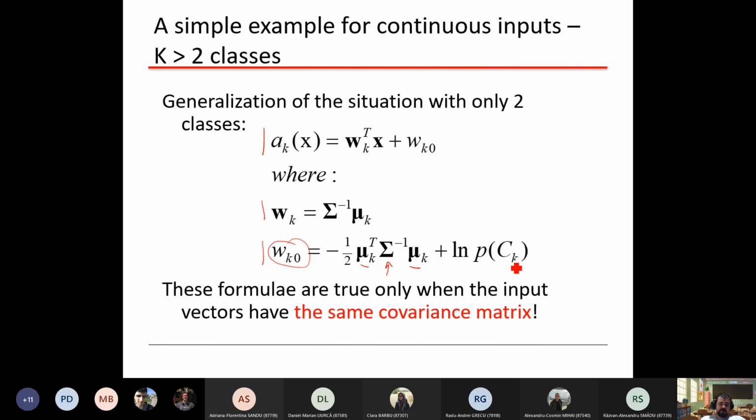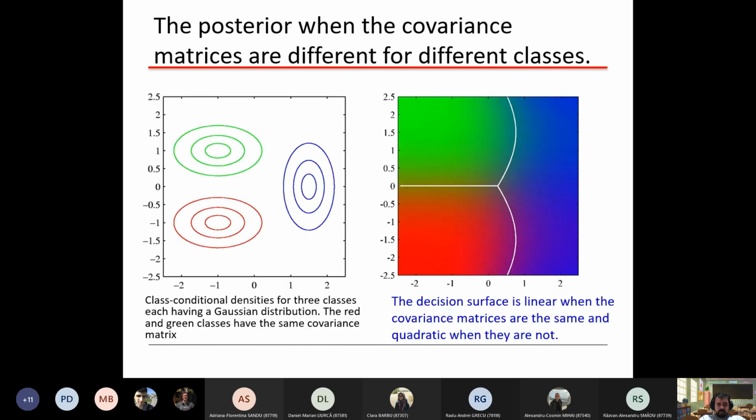Instead of having only one class here, it's the probability of class C1 divided by the probability of class C2. And this formula is true only when the input vectors share the same covariance matrix. Because if the class conditional densities come from the same covariance matrix, then the decision surface between them will be linear, as you can see here.